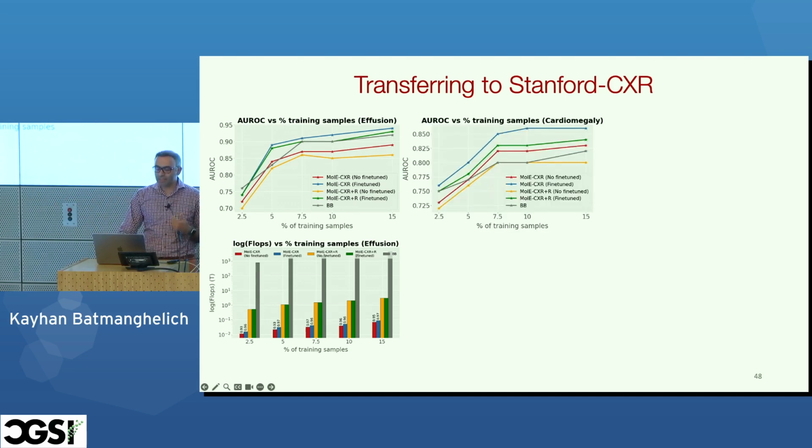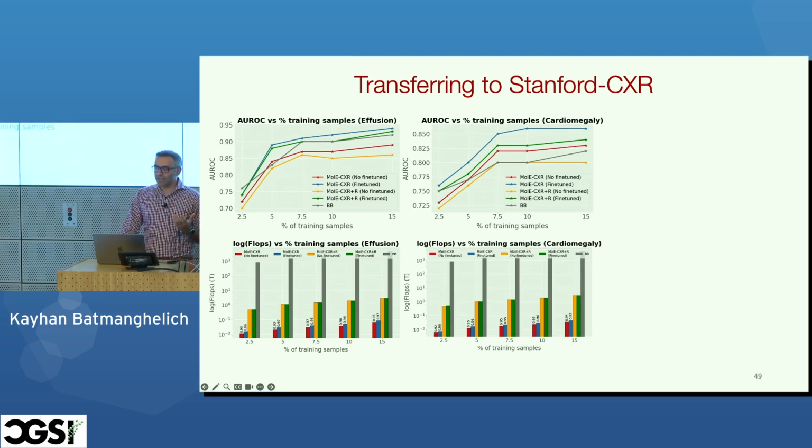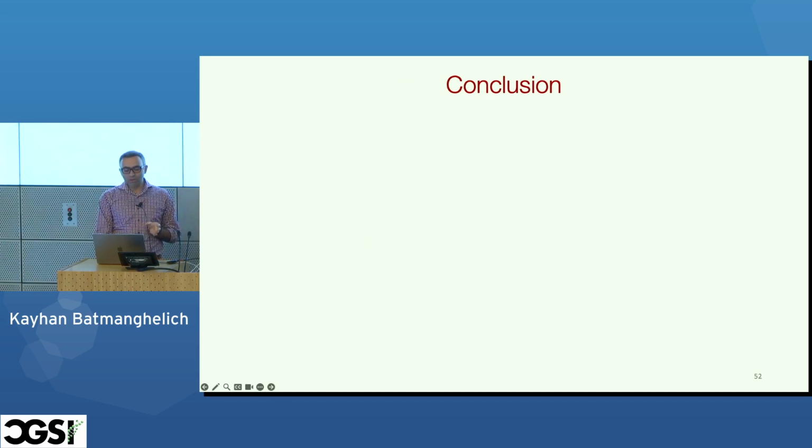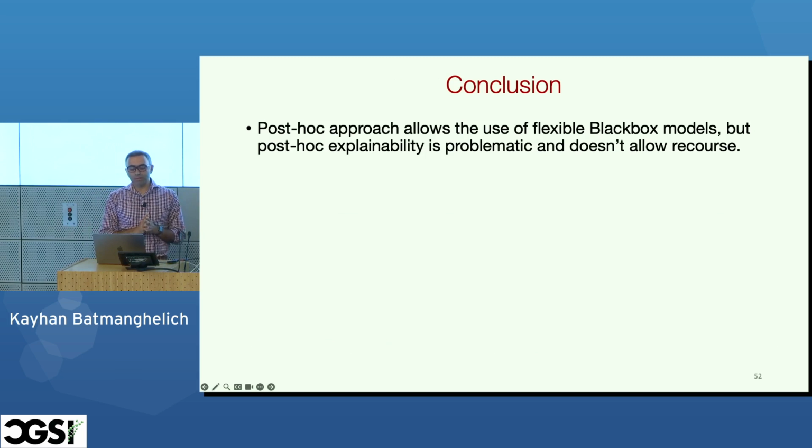And this is the case not just for one label, just for pleural effusion. For cardiomegaly, it is the same behavior. For edema, the same behavior. And the consistent message is this: with a smaller amount of data, you achieve much better performance and with a much smaller number of flops.